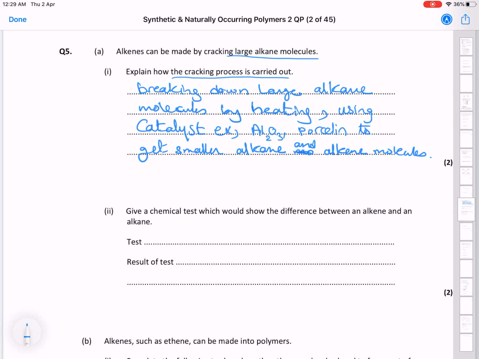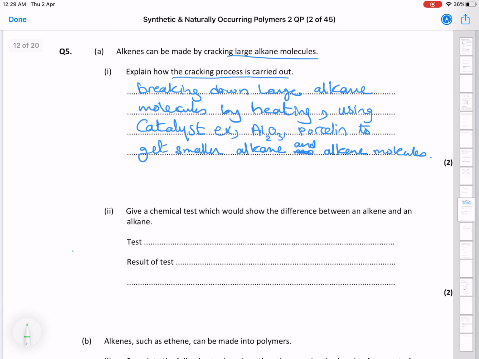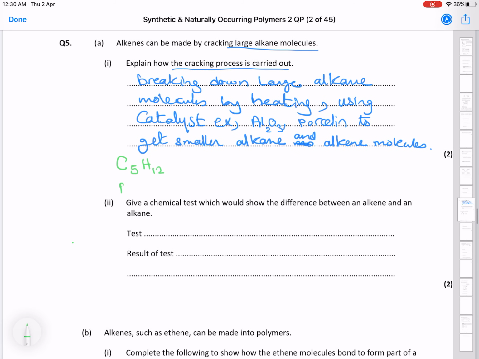I really would like to give an example of that, though it's not required, but I'm gonna give an example of cracking. Let's start with C5H12. This is the alkane, which is pentane. If I heat it using a catalyst, it can break down to give me, let's say, the ethene, C2H4. This is ethene. This is one of the alkenes that we can possibly get by cracking.